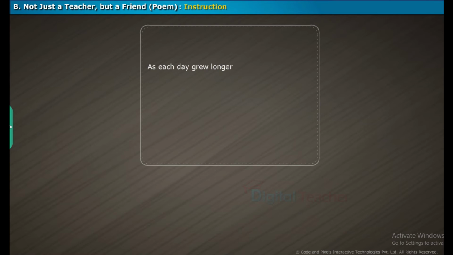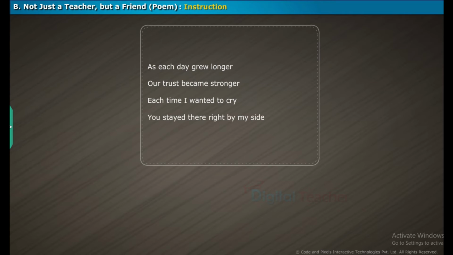As each day grew longer, our trust became stronger. Each time I wanted to cry, you stayed there right by my side.